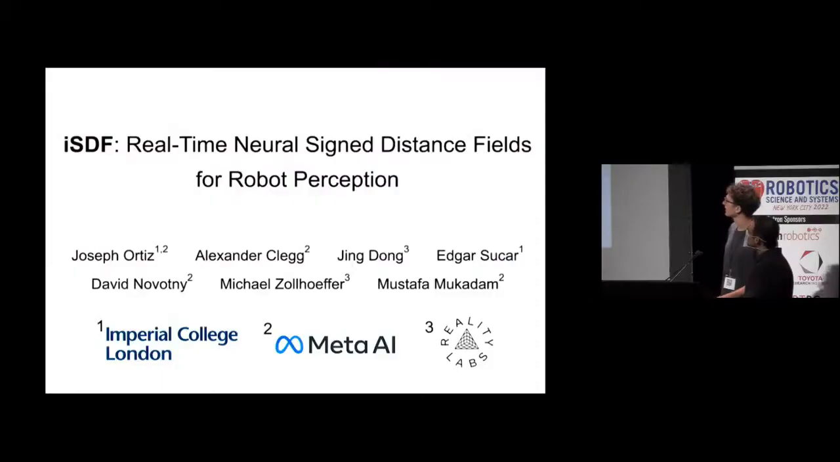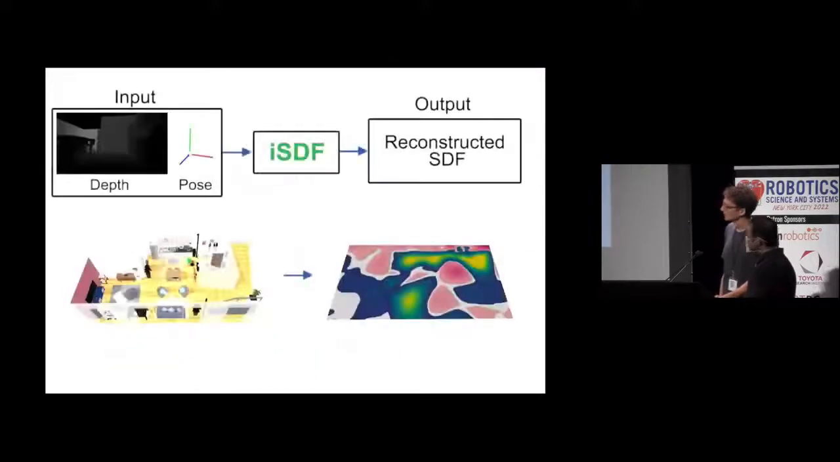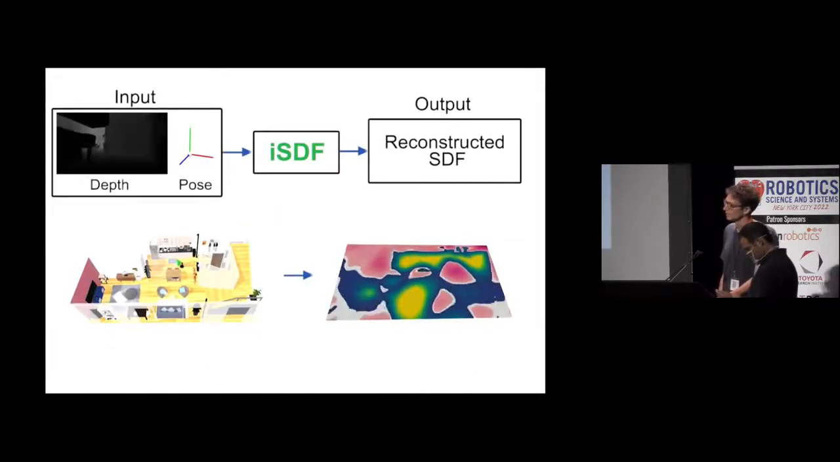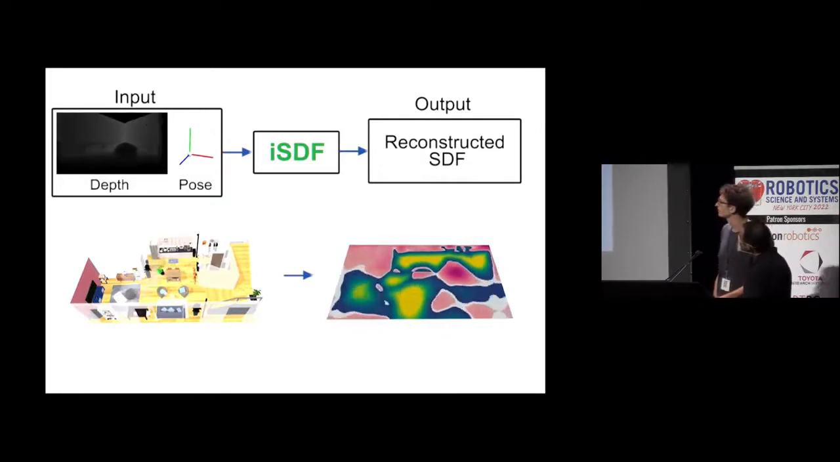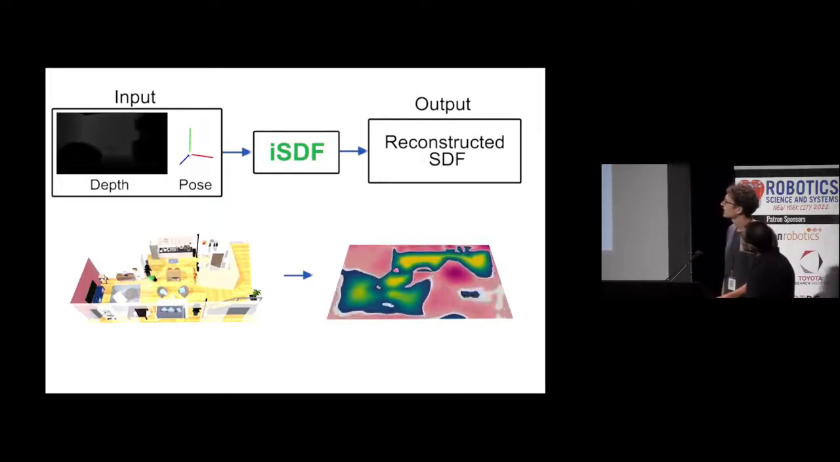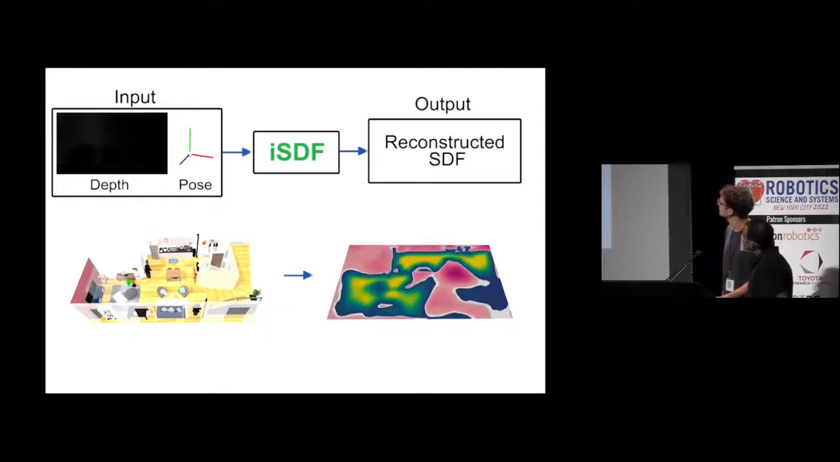Hi, I'm Joe from Imperial College London, and I'll be presenting our work, iSDF: Real-Time Neural Signed Distance Fields for Robot Perception. In this work, we're tackling the problem of reconstructing signed distance fields in real time. We show the inputs here on the left, the depth and pose of a camera moving live in an environment. And on the right, we show the output, the reconstruction of the signed distance field.